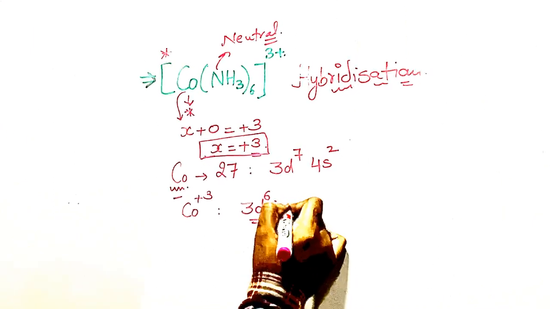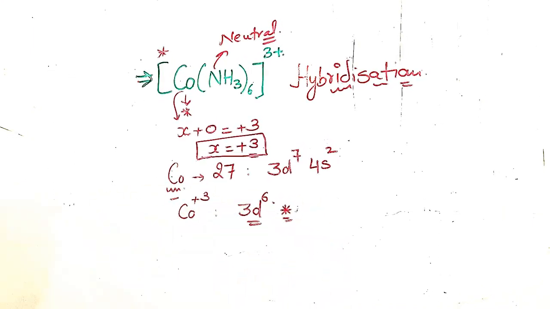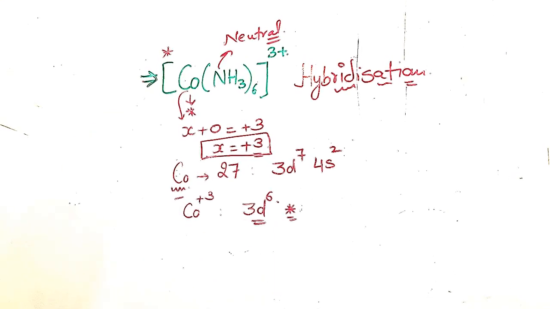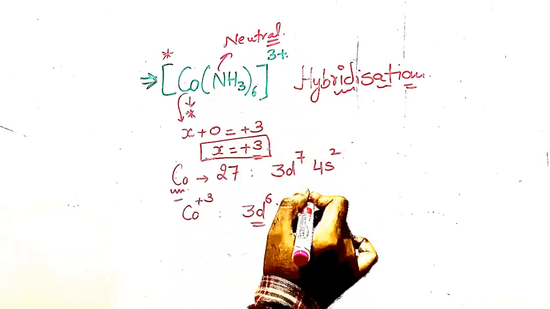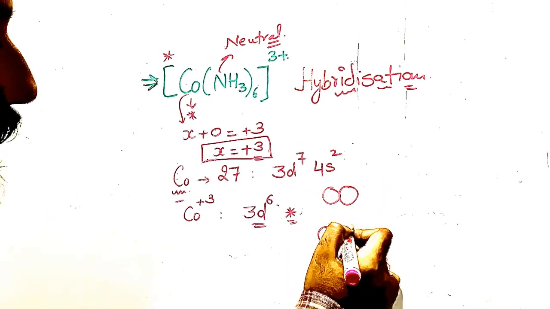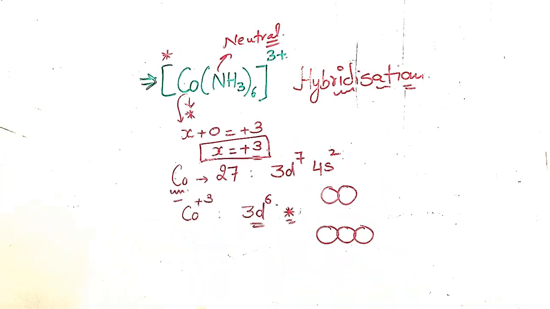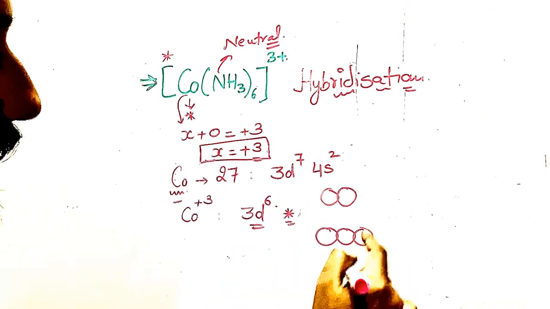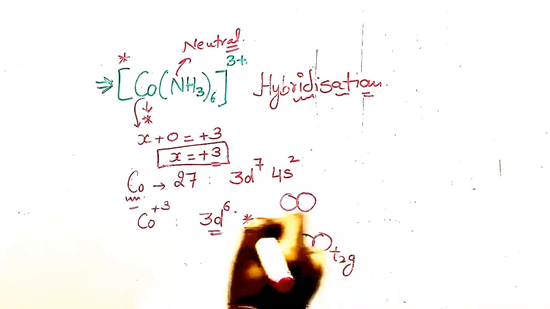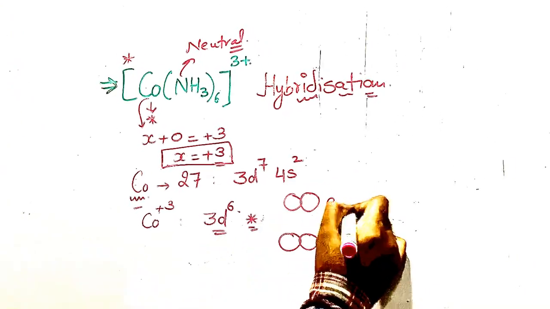Now if you remember, we have done a topic on the splitting of d orbitals in the presence of an octahedral field. During that splitting, we have seen that the d orbitals split into two sets. The first one is named T2g and the other one is named eg.